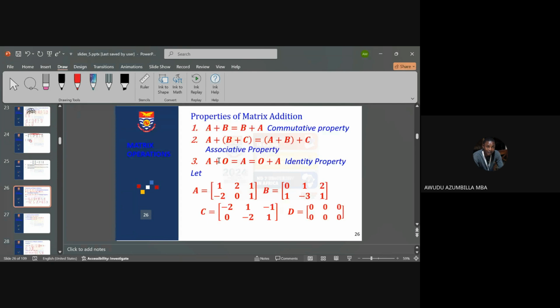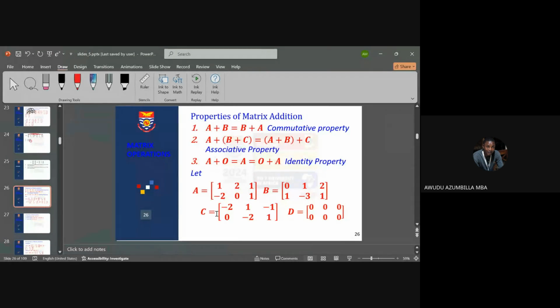Then we have the identity matrix, the identity property. So you have matrix A plus matrix B, it must be equal to A. So if you add matrix A to 0, the 0 means that it's a null matrix. So matrix A plus the null matrix is equal to A. It is the same thing as 1 plus 0 or 2 plus 0. It's the same number. So that's what the identity property is really talking about.